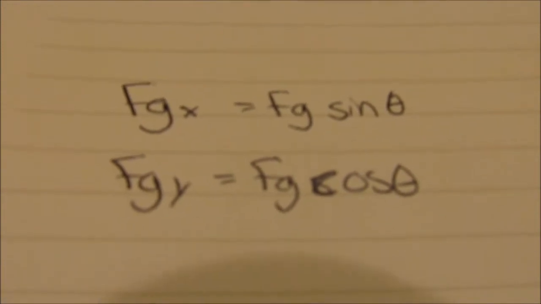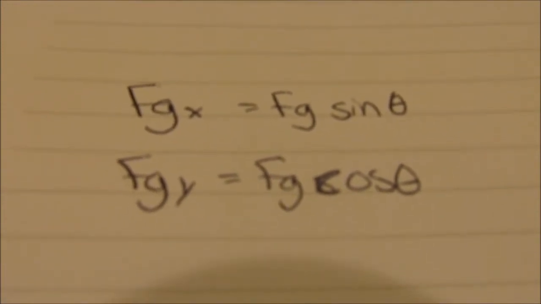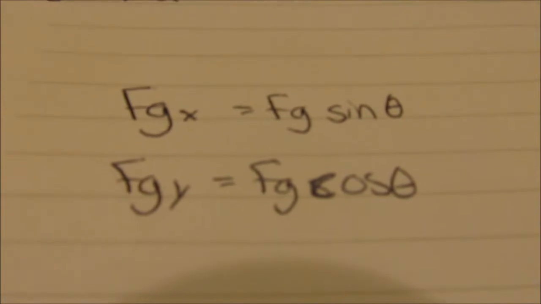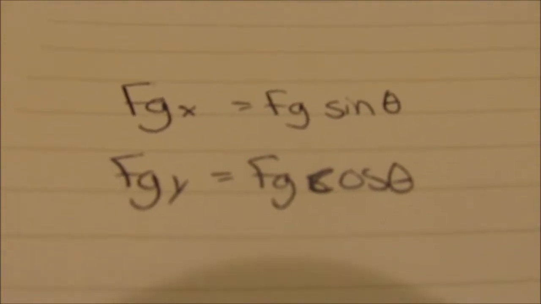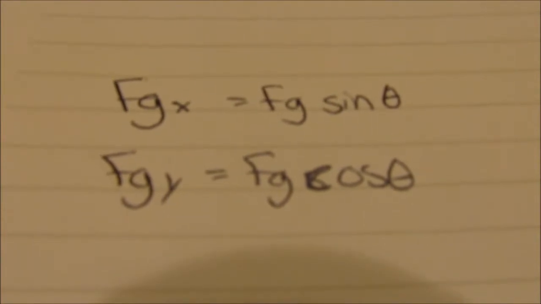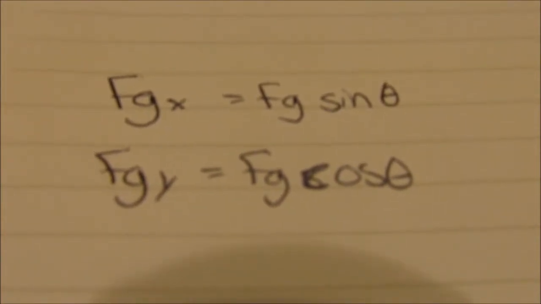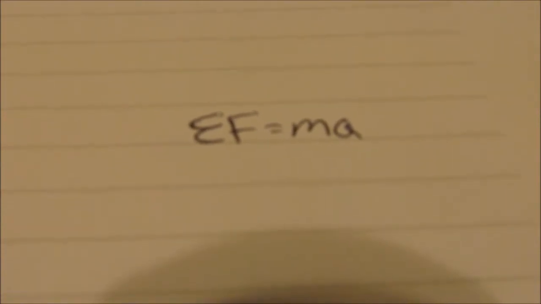The force of gravity, if found on a ramp, has an x and a y component, which can be found using the angle and trigonometry. The x component of the force of gravity is Fg sine theta. The y component is Fg cosine theta. Incorporating acceleration, the sum of forces equals the mass times the acceleration, or F equals ma.